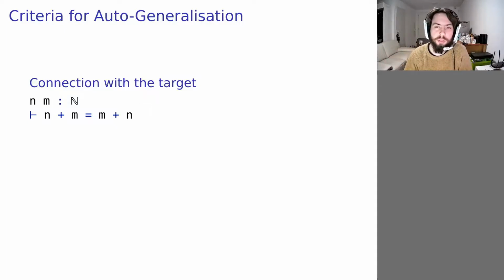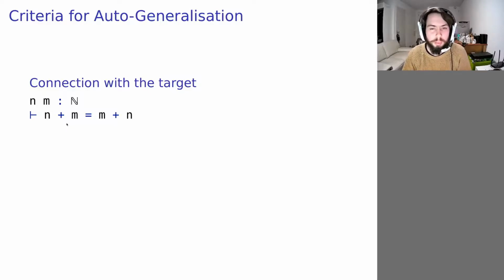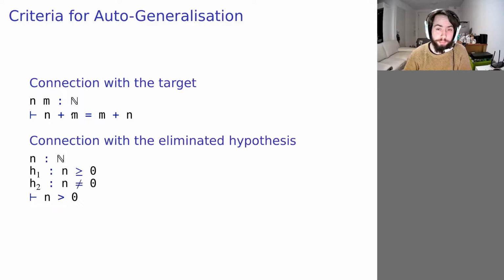So the first condition is if there is a connection with the target, then we generalize. What this means is, so here we have this hypothesis M that could potentially be generalized, and this hypothesis also appears in the target. And so generalizing this sort of hypothesis is often very useful, and indeed is kind of the primary purpose of this tactic a lot of the time. And so if we have this connection between the hypothesis and the target, then we always generalize.